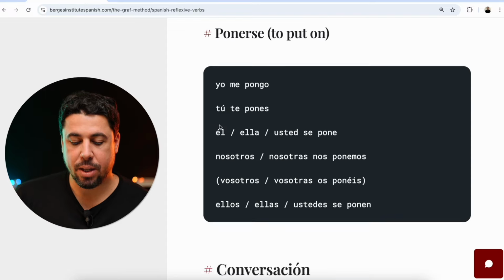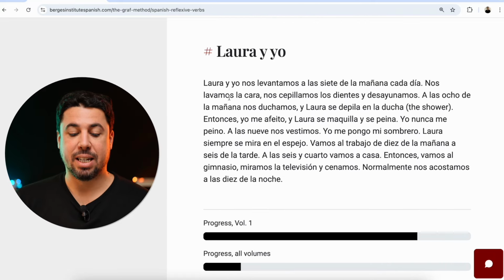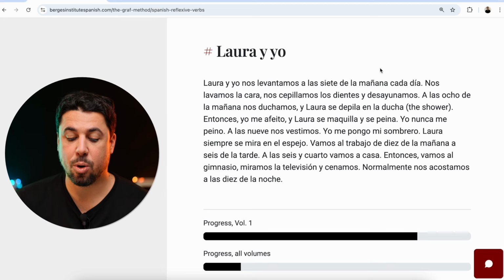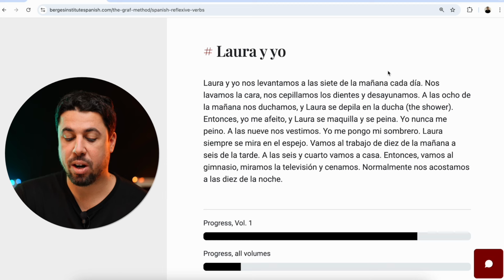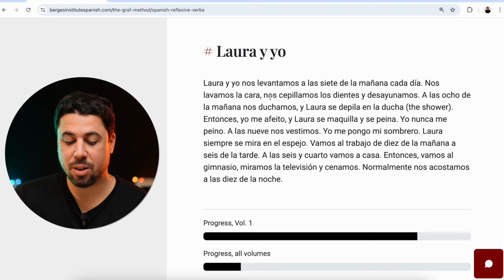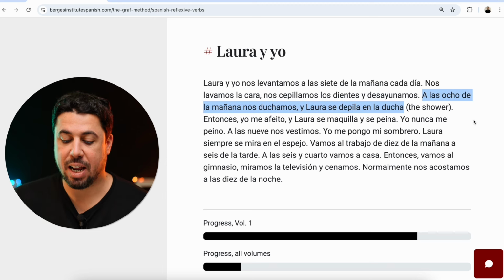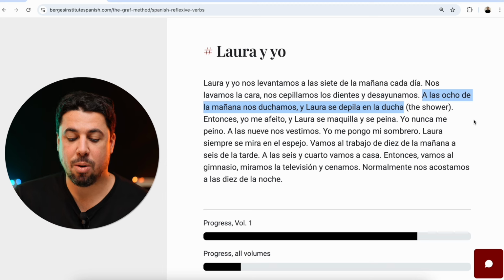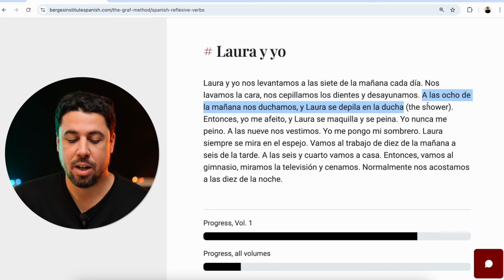And let's read this little text that we have here, Laura y yo. So it says, Laura y yo nos levantamos a las 7 de la mañana cada día. We get up at 7 in the morning every day. Nos lavamos la cara, nos cepillamos los dientes y desayunamos. We wash our face, we brush our teeth, and we eat breakfast. A las 8 de la mañana nos duchamos y Laura se depila en la ducha. At 8 in the morning we shower and Laura shaves her legs or waxes her legs in the shower.